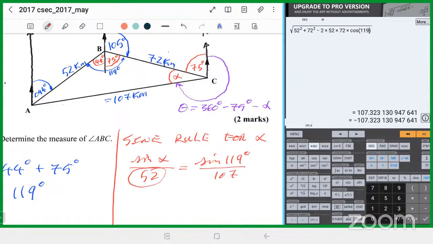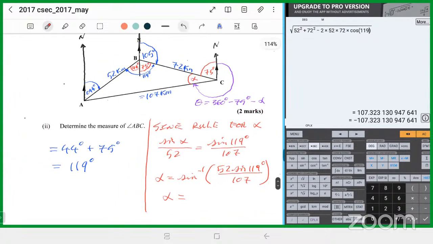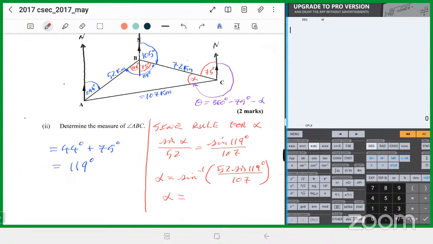We'll take this 52 and multiply it up. And then to get the alpha, we're going to have to take the inverse sine after that. So tell me if you see this now. The alpha is going to be sine to the minus 1 of the 52 that is up here now. So it's 52 sine of 119 degrees over 107. That's what we're calculating for the alpha. And then we'll get that value. We're going to drop it back in the equation there. All right, so let's do it.